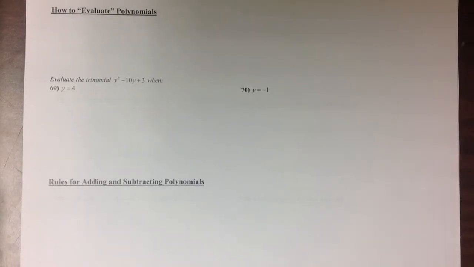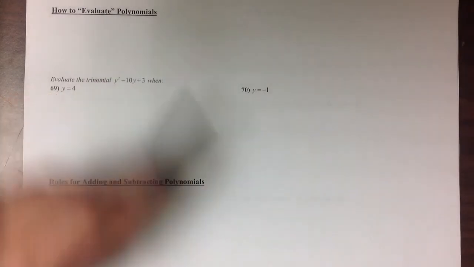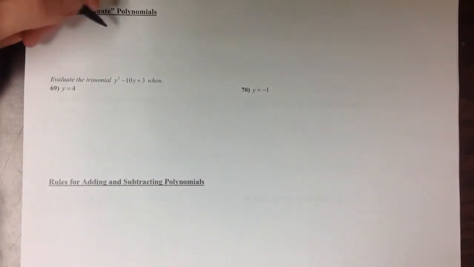In this next part, we're going to talk about how you evaluate polynomials. So if you remember back to our unit on linear expressions, we evaluated linear expressions by taking a number that they told us was going to be equal to the variable, substituting it in for the variable, and then using order of operations to solve the linear expression. Well, those rules haven't changed with polynomials. It's going to be exactly the same thing.